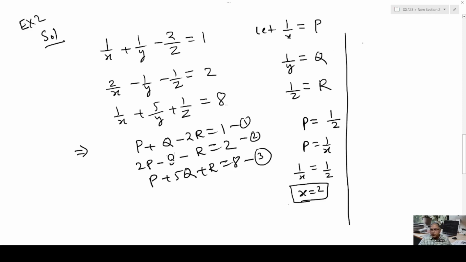And suppose you get q value equals 3. But what is q? q is nothing but 1 upon y. So 1 upon y equals 3. By inverting both sides, we get y equals 1 upon 3. I just supposed it. I have not calculated. You calculate and find out the value of q. I am just assuming, suppose after solving we get q equals 3. Then y equals 1 upon 3.